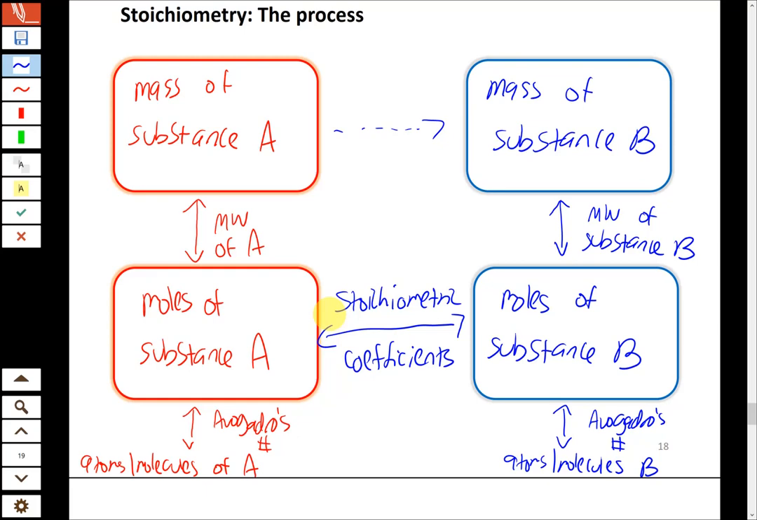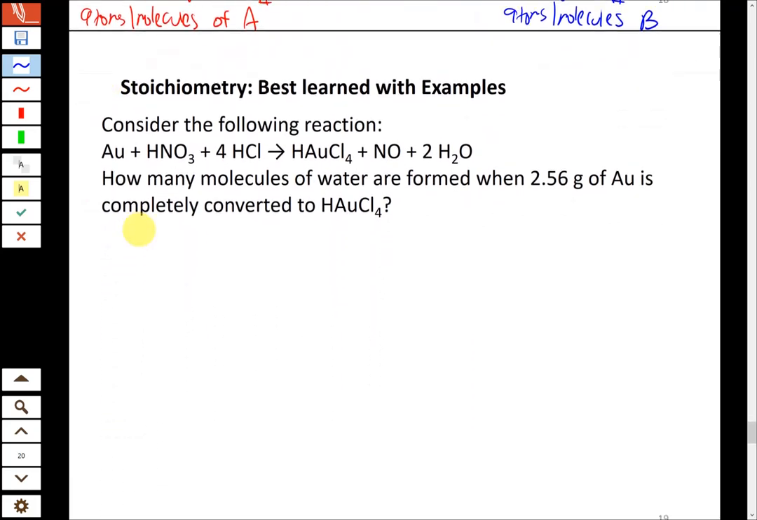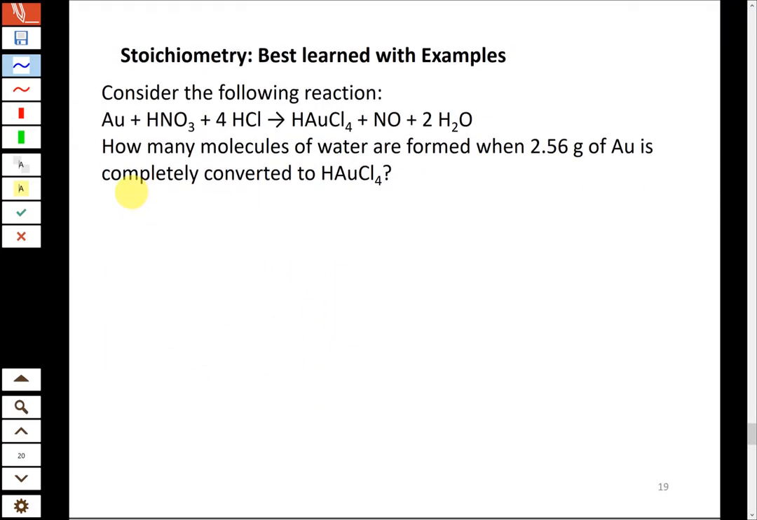So let's just do one example to close off. We'll do the rest next time to solidify this, one or two examples depending on how much time we have. So let's say we have this reaction here. This is dissolving gold in an acid solution called aqua regia. And we want to know how many molecules of water are formed when 2.56 grams of gold is completely converted. So basically we're reacting all of our gold, 2.56 grams, converting it into these products. We want to know how much water is formed in terms of number of molecules.